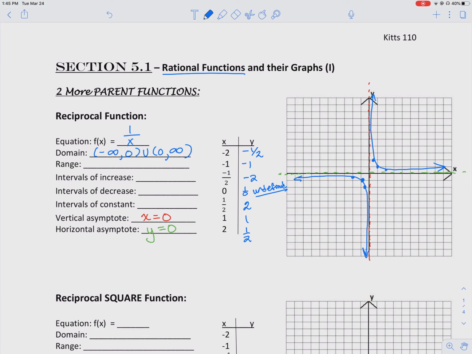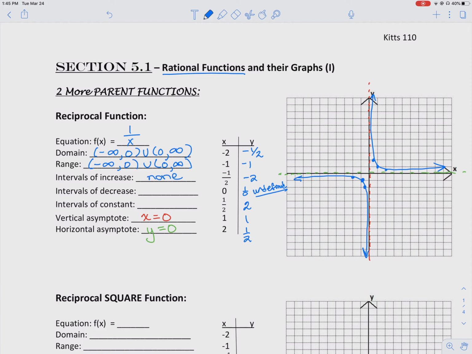Okay. Now my range is everything that the y can be. Well, the y can be everything except 0, because notice I've got that green horizontal asymptote. So it's really going to look the same, -infinity to 0, but we are talking about our y's, 0 to infinity. Intervals of increase, is it ever going up from left to right? Does it ever go up? Nope. So we're going to have none.